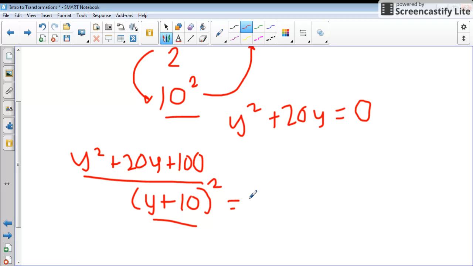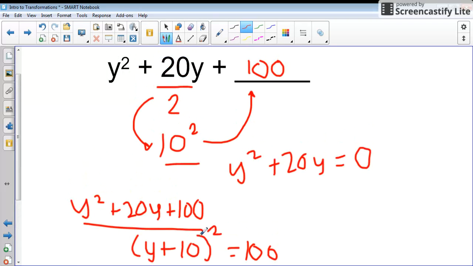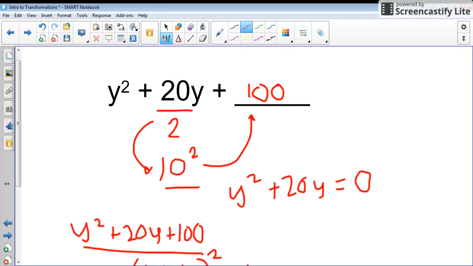And if I gave you this equation right here, y plus 10 squared equals 0, you could easily solve that. Although in this case it would be equal to 100. Since I added 100 to the left side, I must do that to the right side too. And I know for a fact that you could solve an equation like this if given proper scaffolding. So again, half the middle number, square it, and you'll be good.